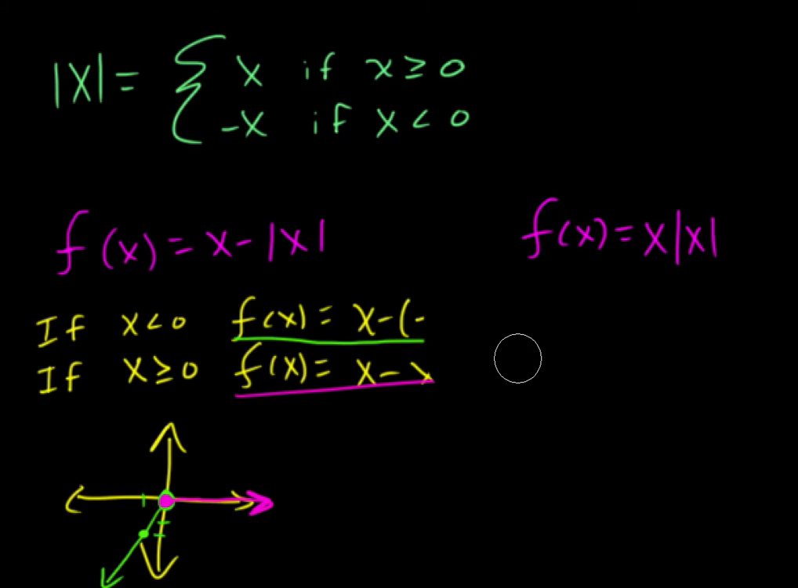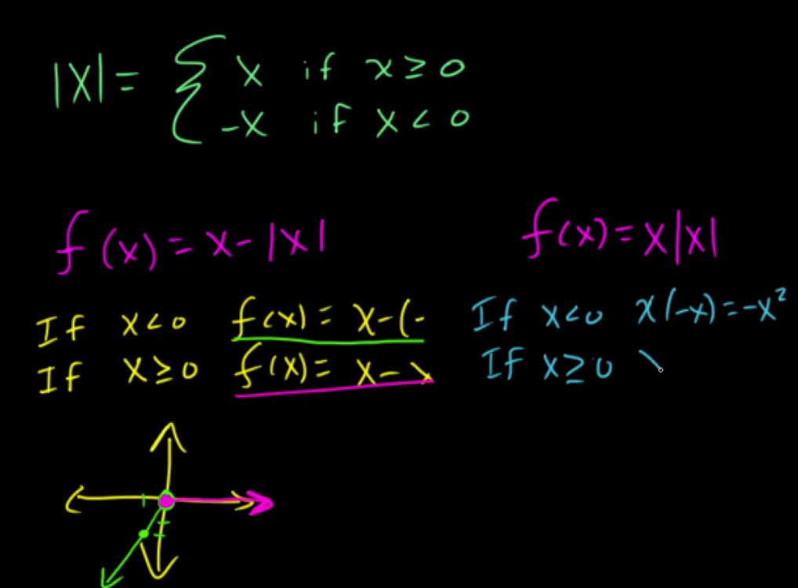Let me just erase this a little bit. Okay. Now if x is less than or equal to 0, then we're going to get x times -x, since x less than or equal to 0 means the absolute value is -x, which is going to give us -x squared. And if x is greater than or equal to 0, we're going to get x times x, which is x squared.